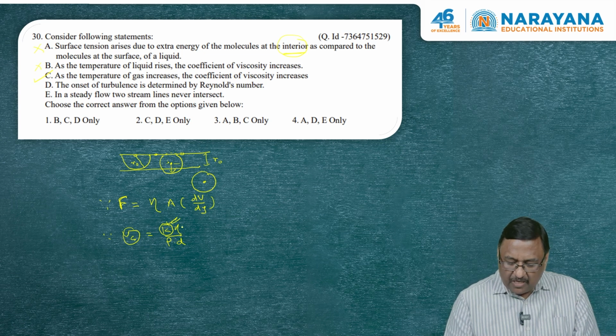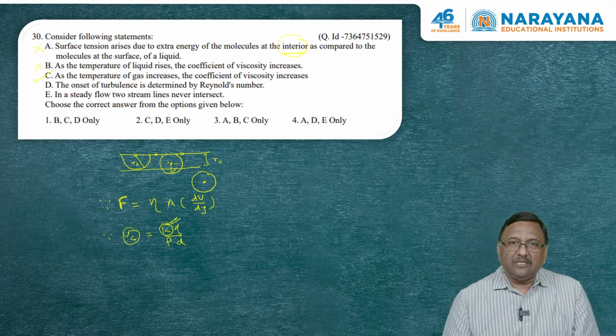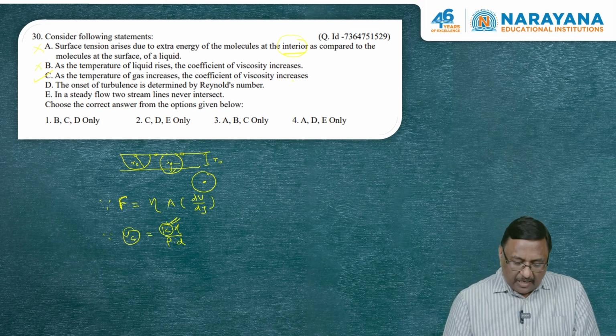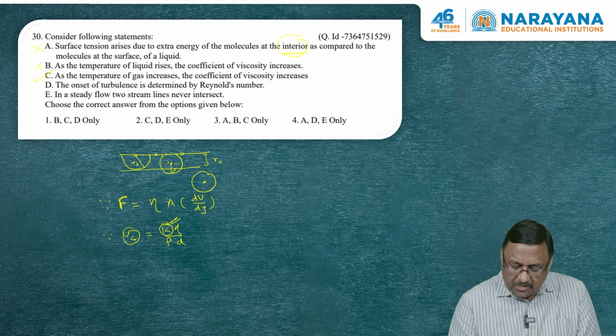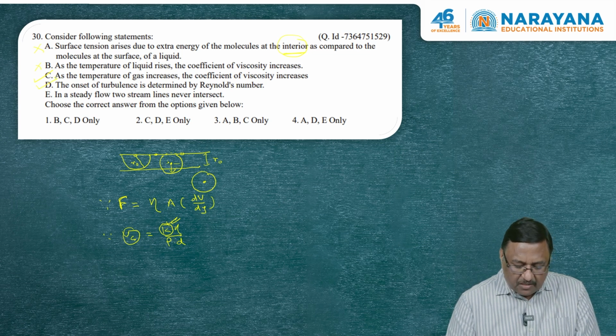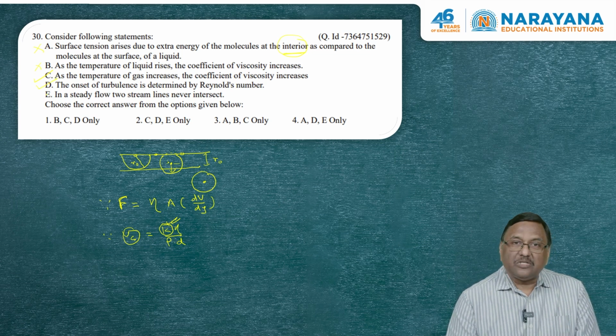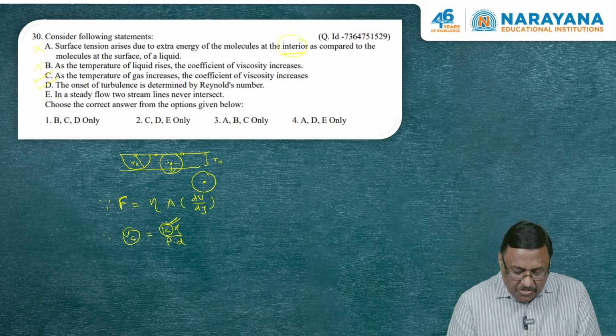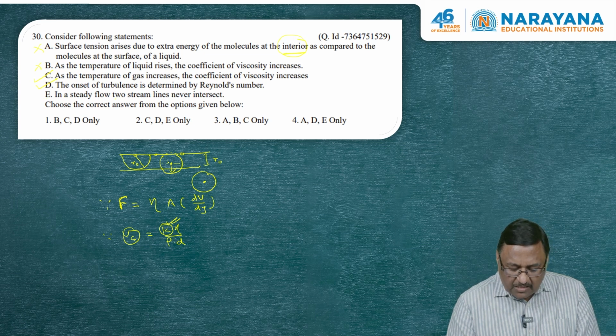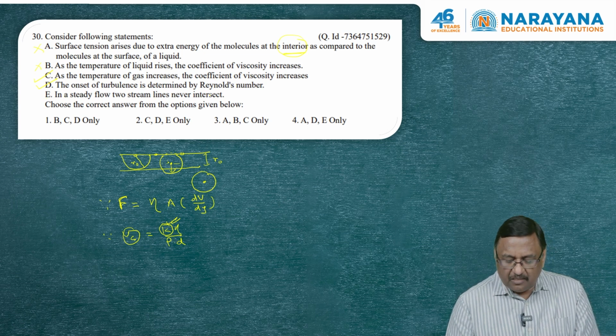So if you say Reynolds number is going to be less than 1000, generally we say that the motion is said to be streamlined. If it is more than 2000, we generally say the motion is going to be turbulent. That means yes, the onset of the turbulence is determined by the Reynolds number, is the right answer. Now we go for the next option, that is E, in a steady flow two streamlines never intersect.